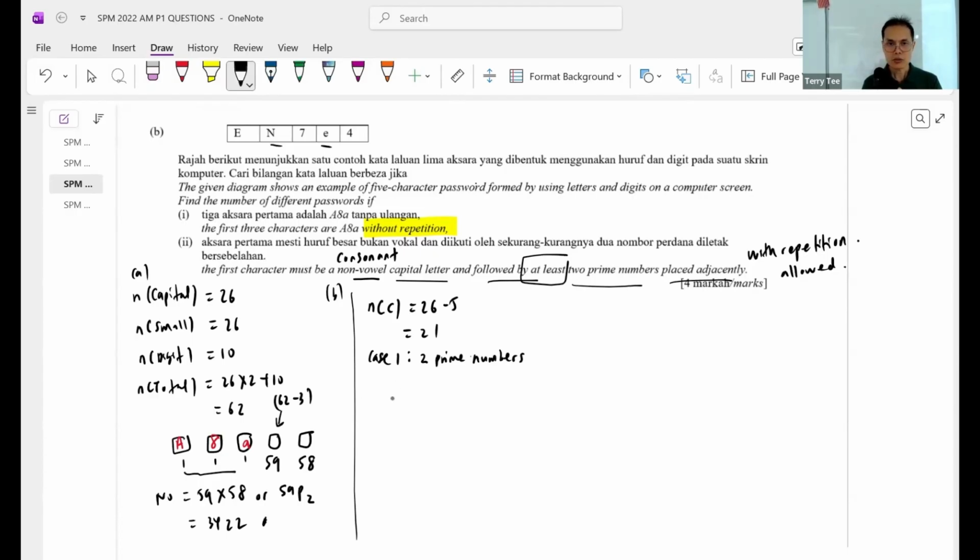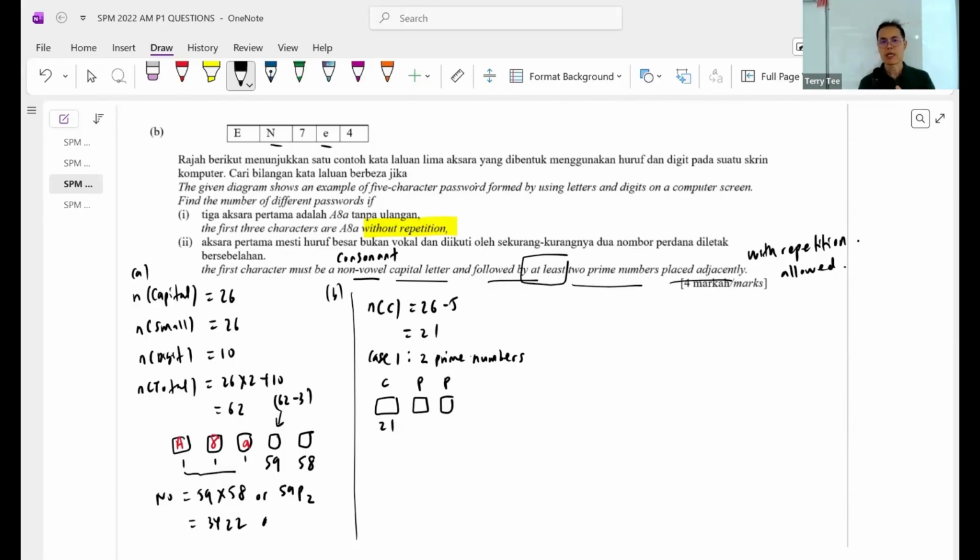Okay. So non-vowel capital letter is, I'll just write C, consonant. How many ways? 21. You don't have to times 2, because when I say non-vowel, consonant, they're only, and it's capital. Capital is only 26, right? We don't consider small letter. How about the rest? Second one followed by prime number and prime number.